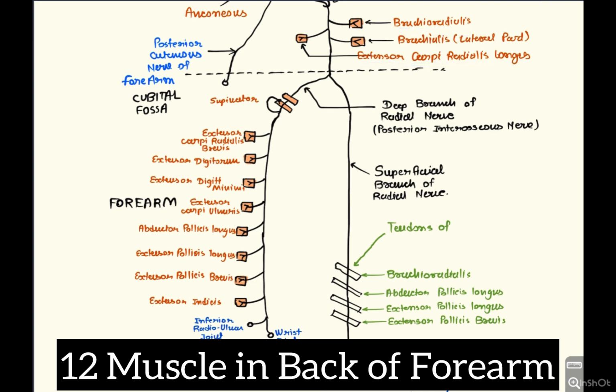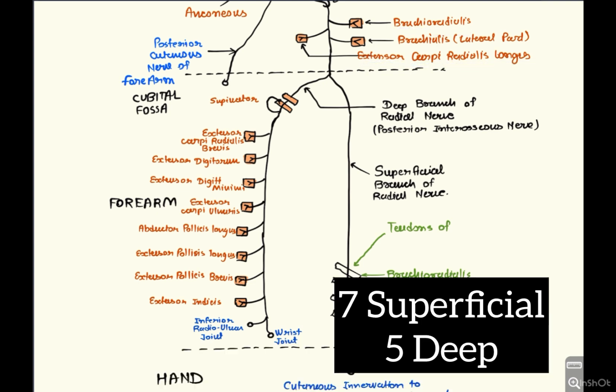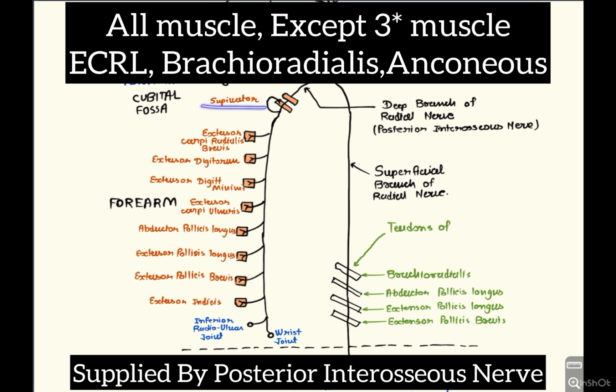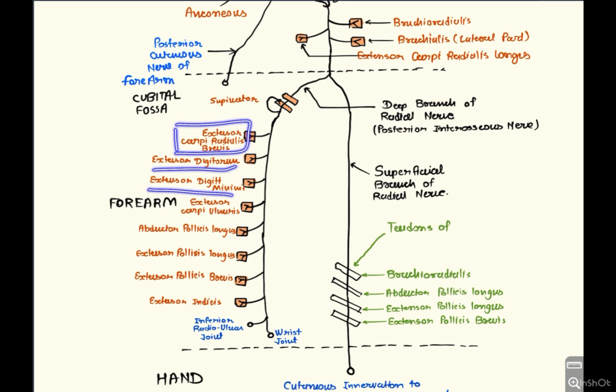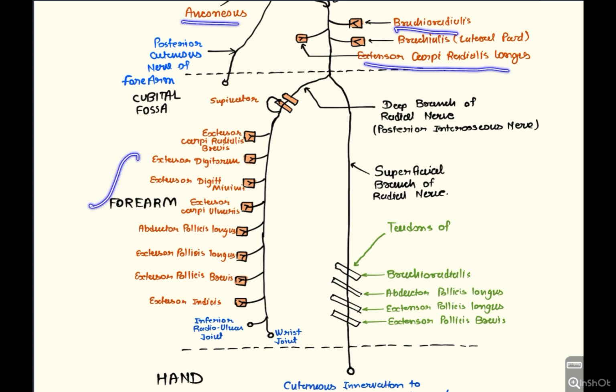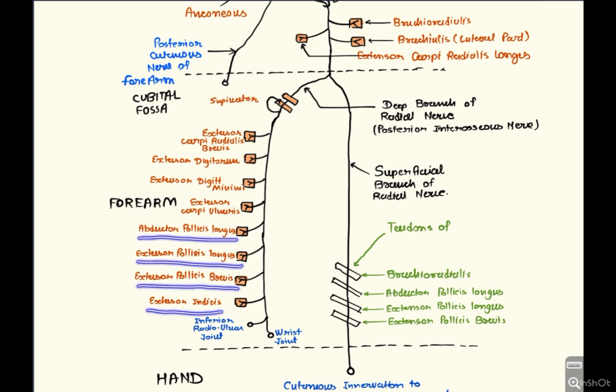So let's see which muscles are getting supply from the posterior interosseous nerve. They are the supinator, extensor carpi radialis brevis, extensor digitorum, extensor digiti minimi, extensor carpi ulnaris. So these four muscles, and brachioradialis, anconeus and extensor carpi radialis longus, these seven muscles are the superficial muscles of the back of the forearm. And then we have the deep muscles. Which deep muscles can we see? Abductor pollicis longus, extensor pollicis longus, extensor pollicis brevis, extensor indicis and supinator. These are the deep muscles of the back of the forearm.